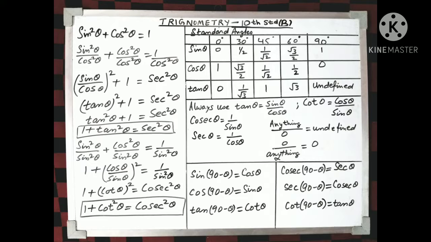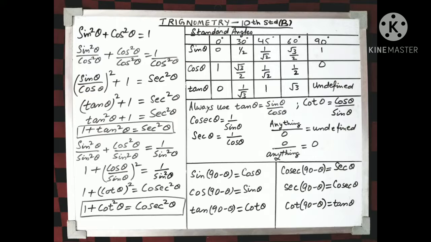Now see, I have drawn a table and I have written standard angles. So we have some standard angles: 0 degree, 30 degree, 45 degree, 60 degree and 90 degree angles. So what is the value of sin theta, cos theta and tan theta for these respective standard angles? So it is a very easy table to remember. Just follow my words and listen carefully.